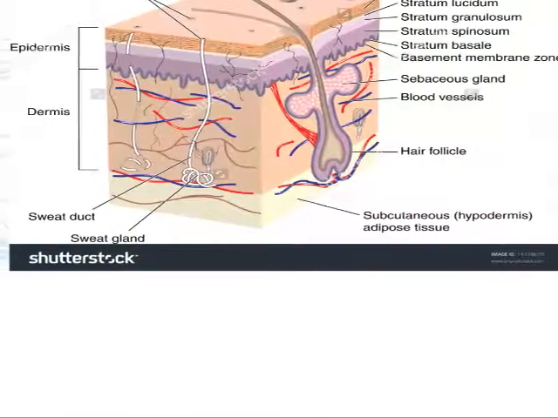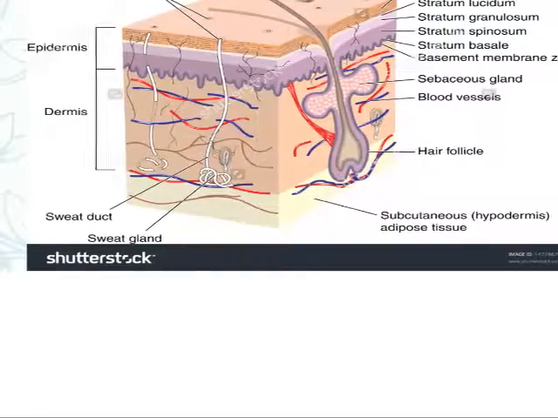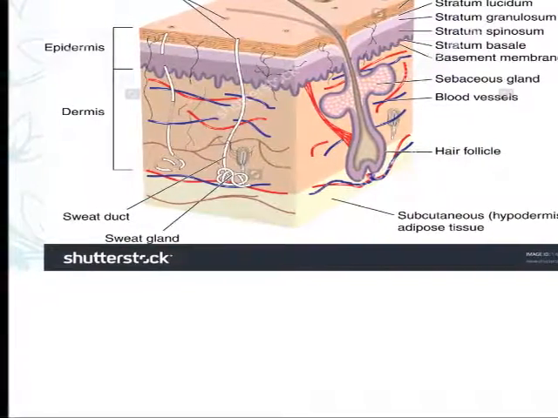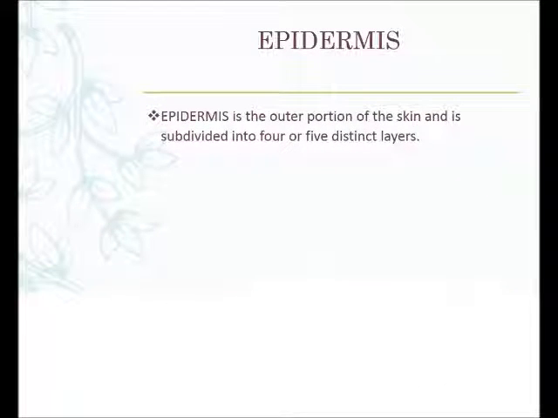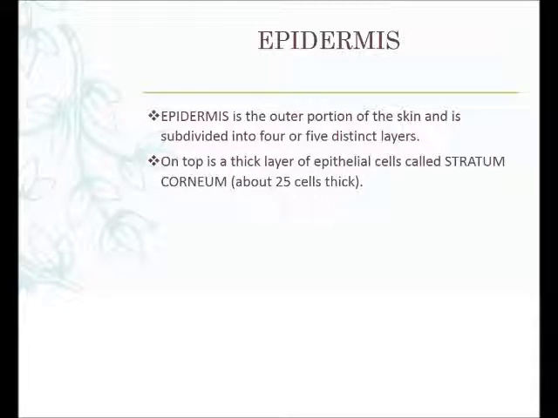We are all familiar with the two layers of the skin, which are the epidermis and the dermis. The epidermis is the outer portion of the skin and is subdivided into 4 or 5 distinct layers. On top is a thick layer of epithelial cells called the stratum corneum, which is about 25 cells thick. The cells in this layer are dead and have migrated from the deeper layers during the normal course of cell division.